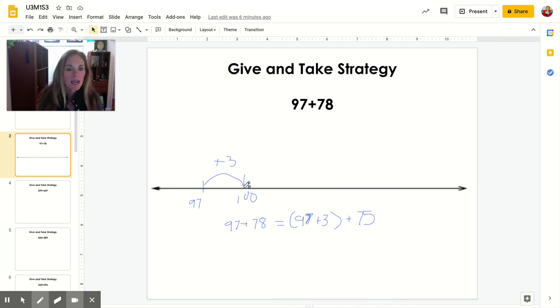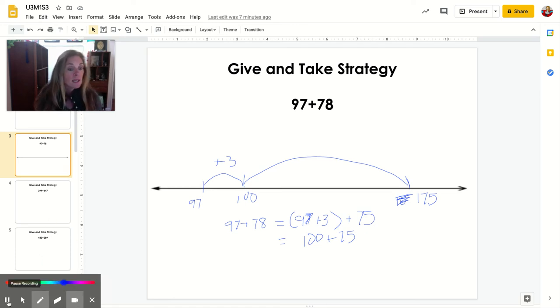And now I just need to add the 75, goes way over there, and I have 175. So this will end up looking like 100 plus 75. So 97 plus 78 is 175, and that is a lot easier than thinking 97 plus 78 this way. Now we're going to try taking this to a new level. So let's go to the next slide.